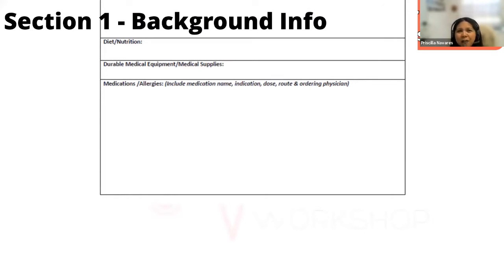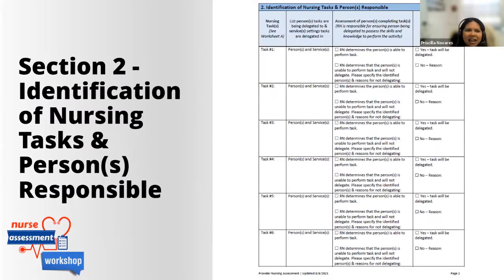We do want to point out that for the medications and allergies, to have the full information, please be sure to include the name, the indication or the purpose, the dose, route, and the ordering physician, especially if the person has multiple providers prescribing medication. So the second part of the nurse assessment, after you've completed the background information, is the identification of the specific nursing tasks and persons responsible, meaning the delegatee.